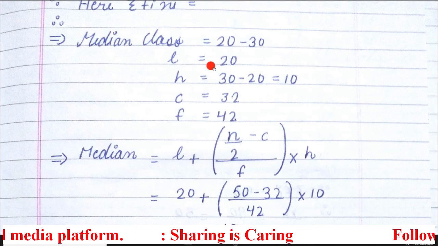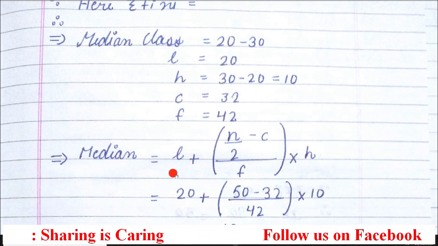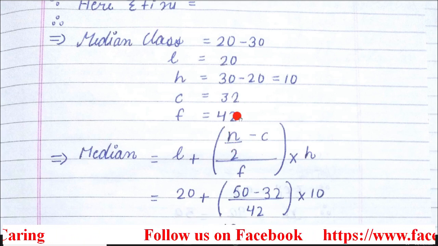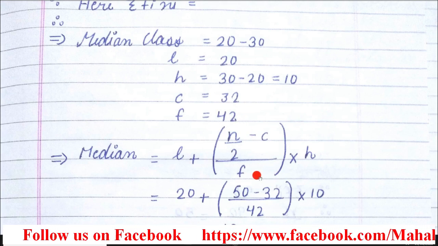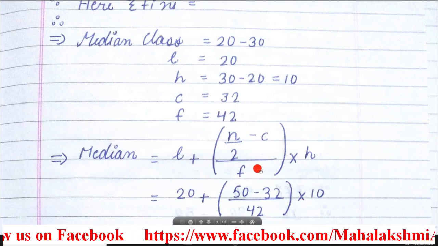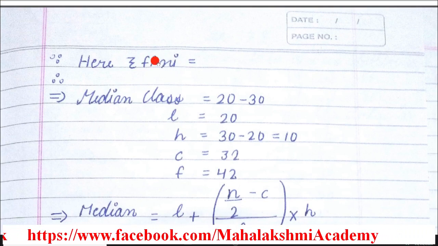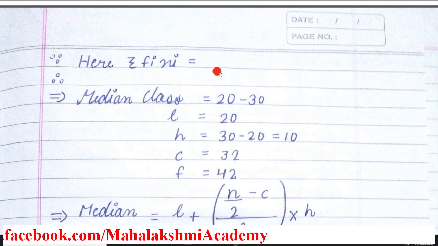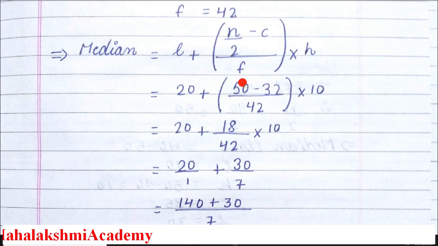Now in the formula, we'll put the values here. How much L did we calculate? 20. So instead of L, write down 20. n upon 2 is 50, because 100 upon 2 is 50. And here C is 32, and F is 42, and h is 10. Students, here I should calculate n upon 2, I just forgot. Here you should do n upon 2, that is 100 upon 2 equal to 50, mention it here. Now to solve this, first we will open the small bracket.